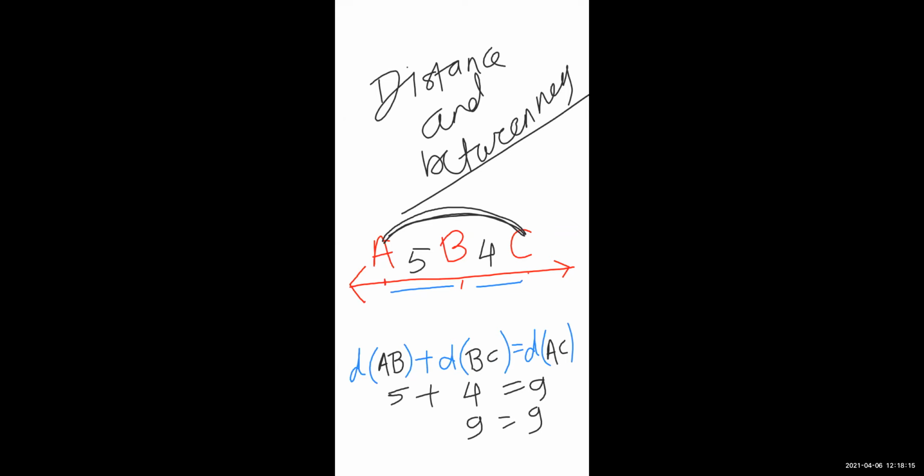As left and right both sides are equal, then and only then we call this point B in between A and C, because the addition of 4 and 5 is 9. So B is in between A and C. Okay.